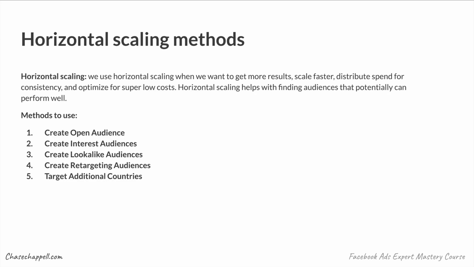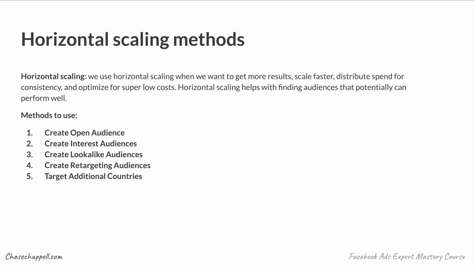Horizontal scaling is what we use when we want to get more results and scale faster, and we do this to distribute spend for consistency. Rather than initially doing a linear scale, we go horizontal by targeting new audiences and testing different variables. We optimize for super low cost by doing this, because we're going to set low budgets on each of the ad sets we create. That allows us to break into different areas but keep the low cost present. We're looking for audiences that are really going to give us those consistent results we need.